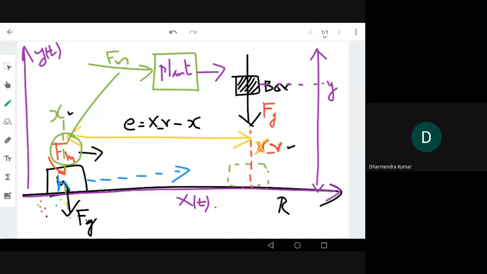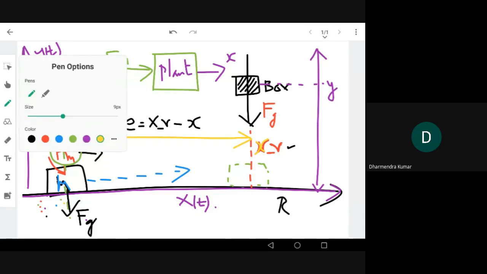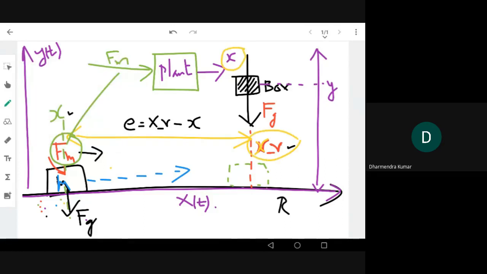So the input is Fm. What is the output? Can someone tell me what the output is? Yeah, the output is x. x is your output, right? You're trying to control x, no? So the output is nothing but x. You're trying to make the x output of the plant equal to x reference, so that your magnetic train can catch this box, right? Are you able to get my point?